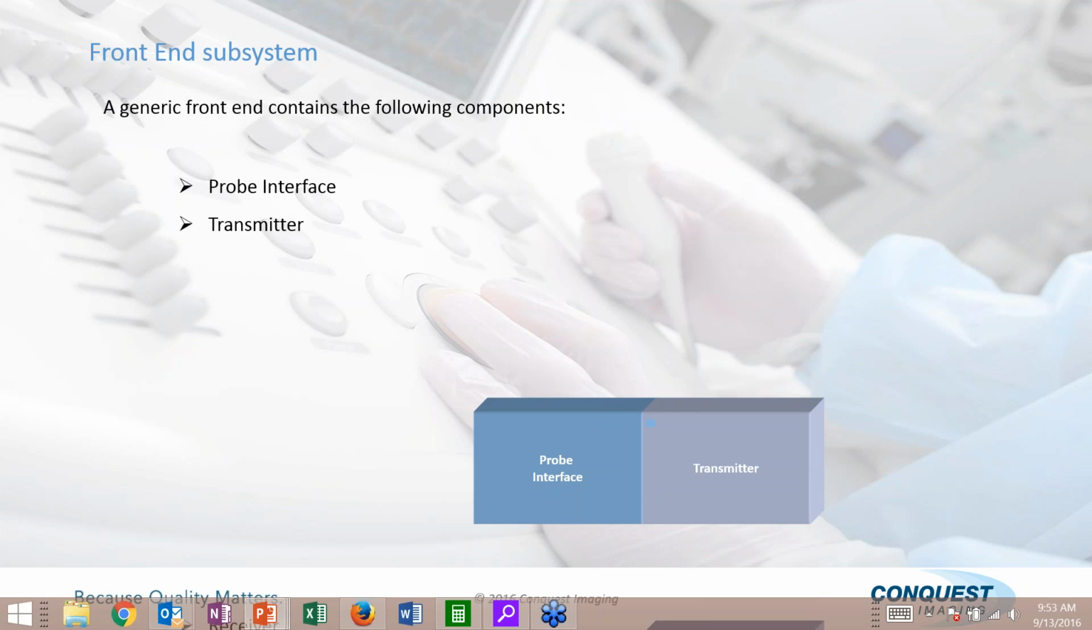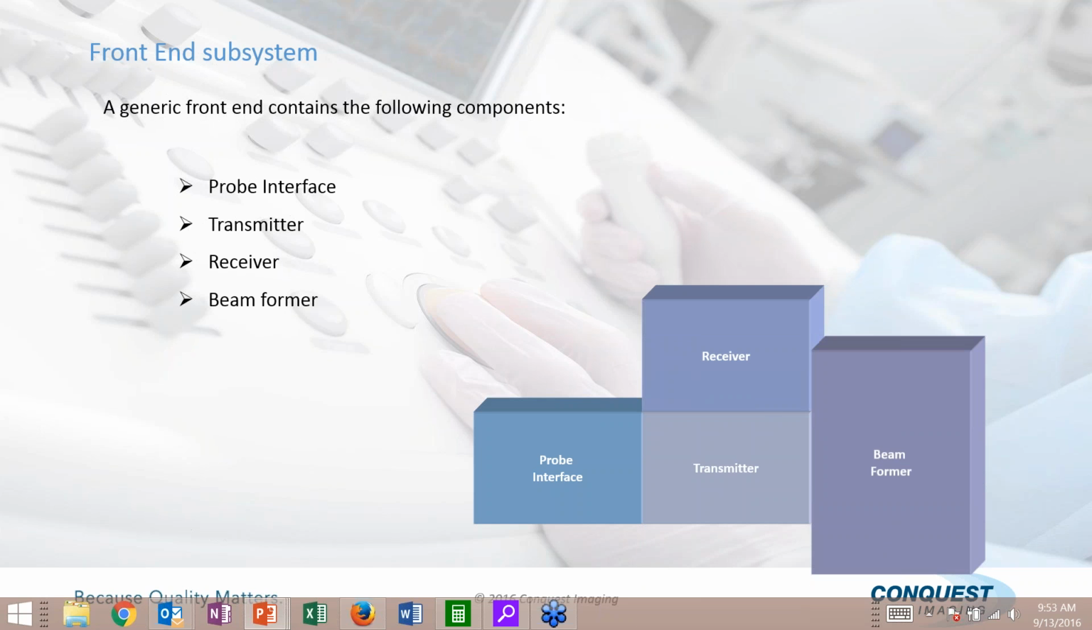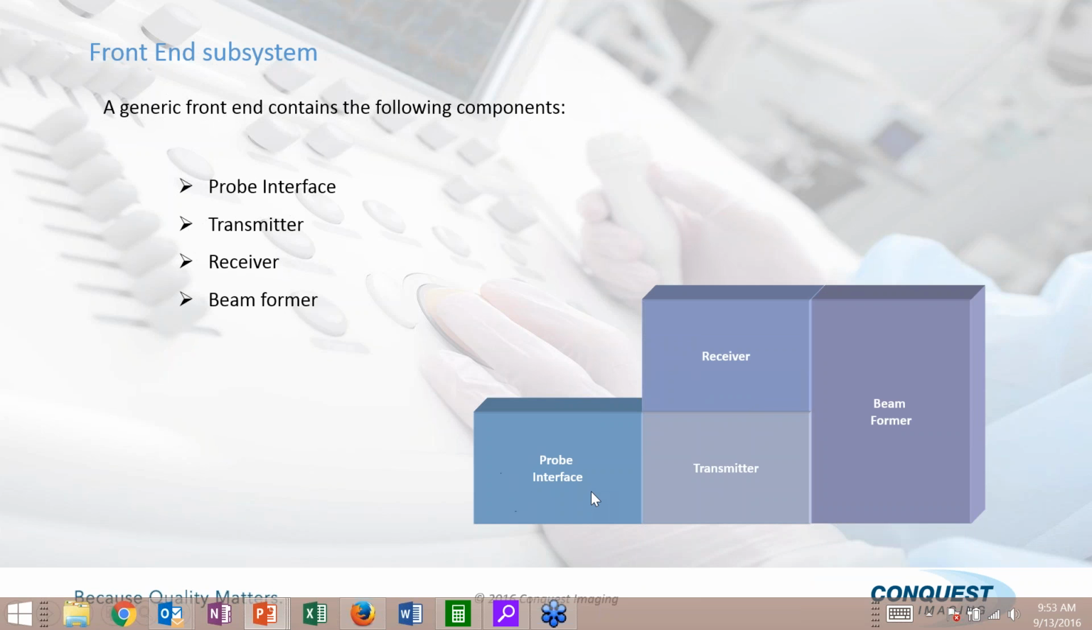So a generic front end of an ultrasound system has our probe interface, and that's the board or the section of the system that you plug your ultrasound transducer into. We have a transmitter, and that's the device that generates our high voltage pulses, which hit the transducer and send the wave into the body.